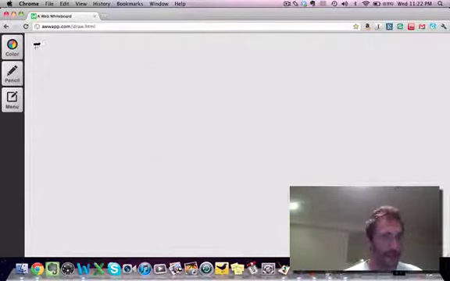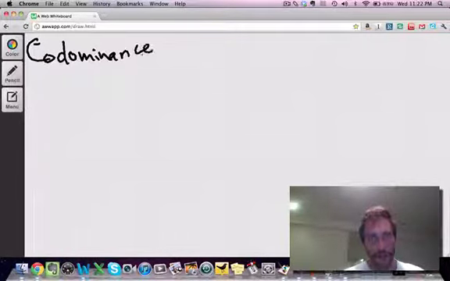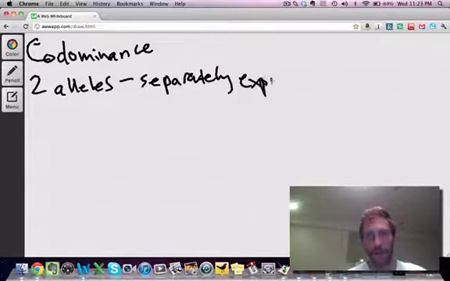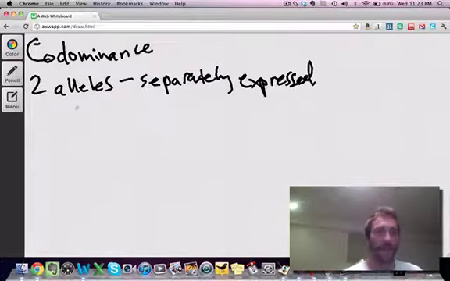Let's talk about codominance. So we were talking incomplete dominance before. The big difference is you have two alleles, but they're going to be separately expressed. This is different from the blending effect that we saw, where you had kind of a medium in between the two alleles. Here each allele has its own effect, and you'll see both of them at the same time.